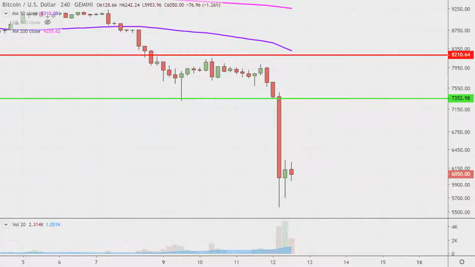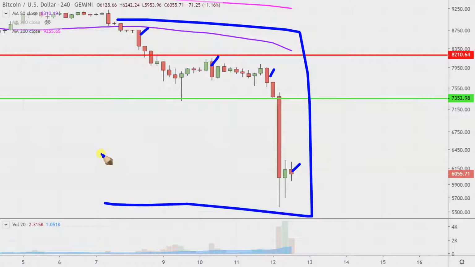Real quick, what do I mean by 4-hour in case maybe you're new to charts? Instead of each one of these candlesticks here representing 1 day's worth of price action, which is what you would normally see, each one represents 4 hours. So this here may look like a couple of weeks worth of time. It's actually just the past couple of days broken down into 4-hour time slices.